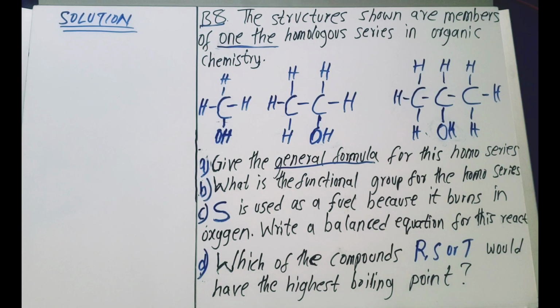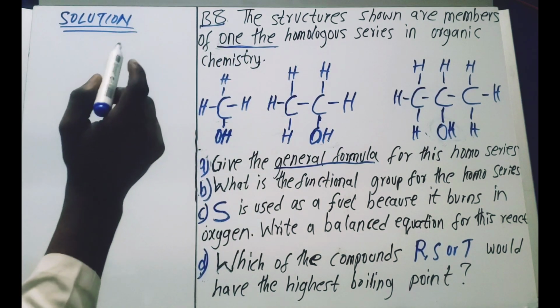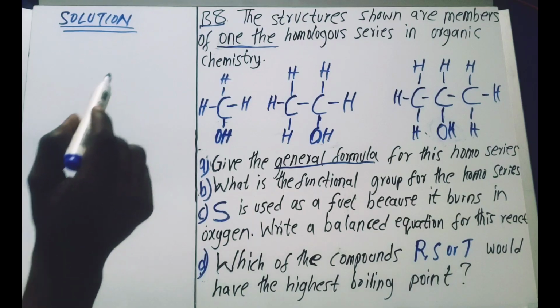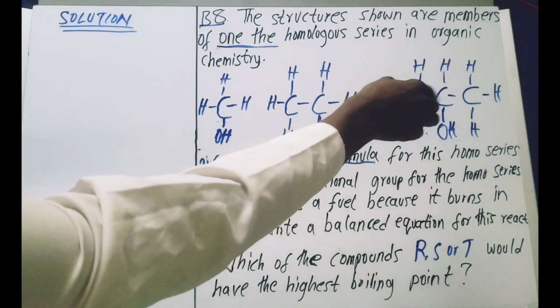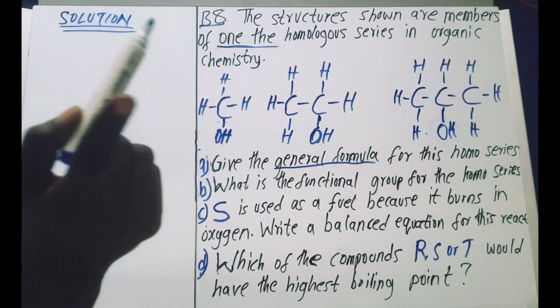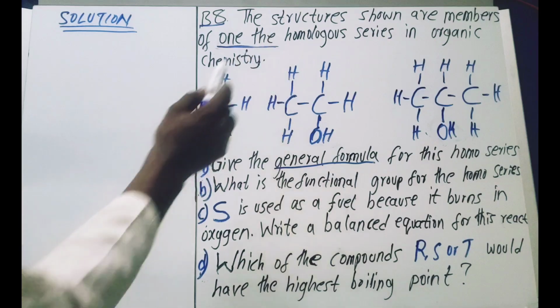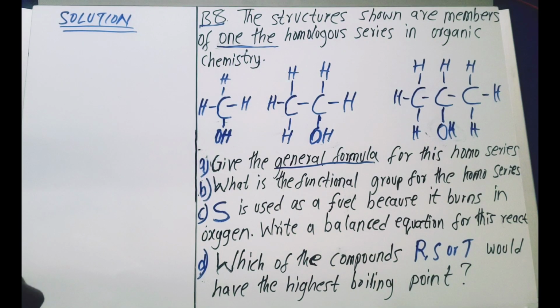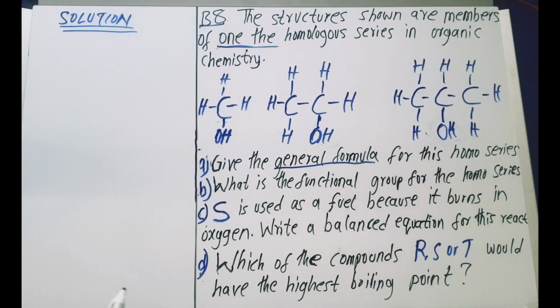Our question reads: the structures shown are members of one of the homologous series in organic chemistry. So we have these structures, the first one, the second, and the third. According to the question, these are members of just one of the homologous series. Then question A reads, give the general formula for this homologous series. What is the general formula for this homologous series?